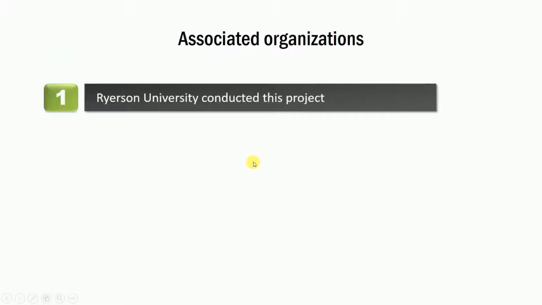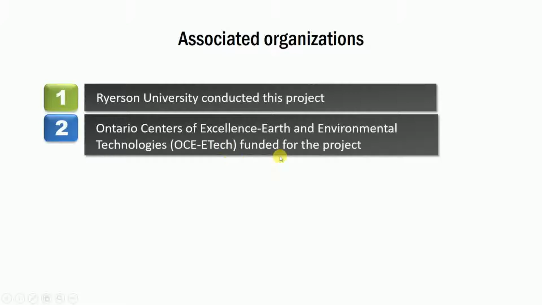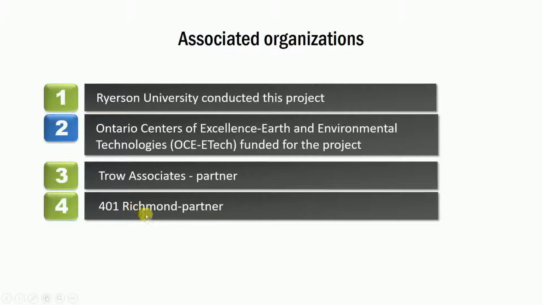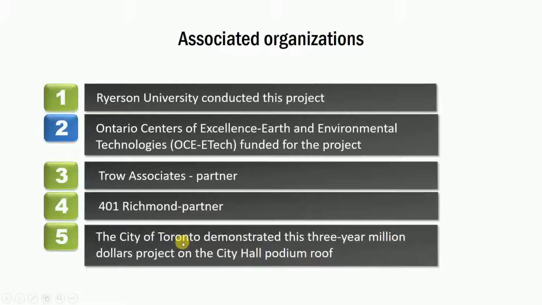So let's go. I mainly discuss a project which was done in the city of Toronto. They mainly studied green roof technology benefits and its cost. There are some associations related to this project. First of all, Ryerson University conducted this project, and the funding came from Ontario's Centres of Excellence Earth and Environmental Technologies, and Troy Associates was the partner. Forrest Richmond was also a partner, and the City of Toronto demonstrated this 3-year, $1 million project on the City Hall podium roof.